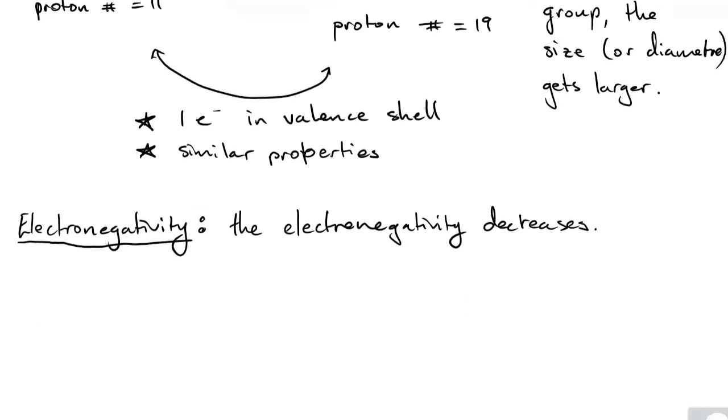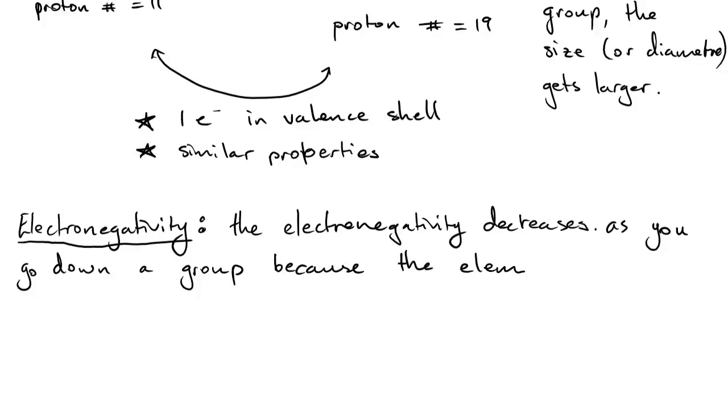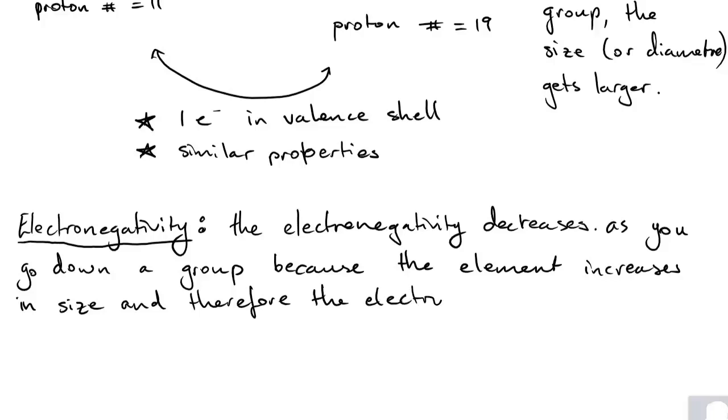Okay, and as you go down a group, because the atom or the element increases in size, and therefore the electrostatic attraction is less.